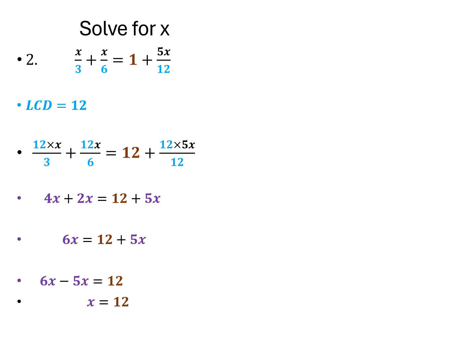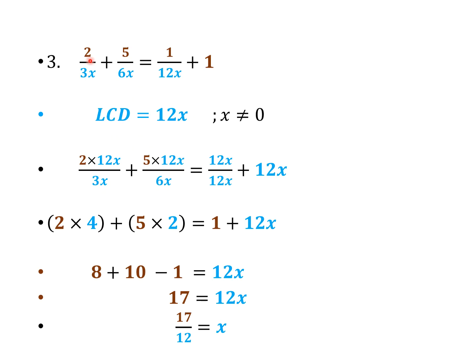Right, third problem. Now they've given me 2 over 3x plus 5 over 6x equals 1 over 12x plus 1. So it looks very similar to the previous problem. But yeah, my highest value is 12, and 6 can divide into 12 with no remainder. 3 can divide into 12 with no remainder. So I'm going to multiply everything by 12x.